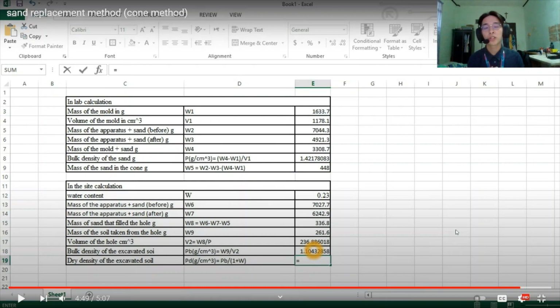So for the conclusion of this sand replacement method, we can conclude from the test that sand replacement is to determine the in situ density of natural or compacted soils using sand pouring cylinders.